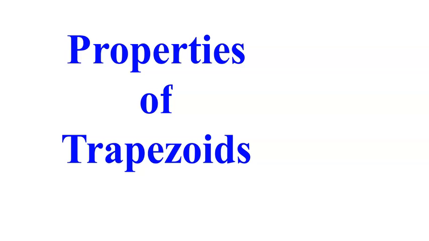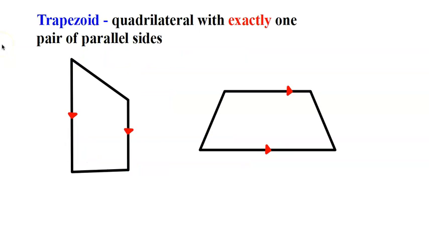Hello class, today we are going to talk about the properties of trapezoids. Before we do that, we do need to talk about what a trapezoid is. A trapezoid is a quadrilateral with exactly one pair of parallel sides. So this is not a parallelogram, because it has exactly one set of parallel sides. It could look like this, could look like this.